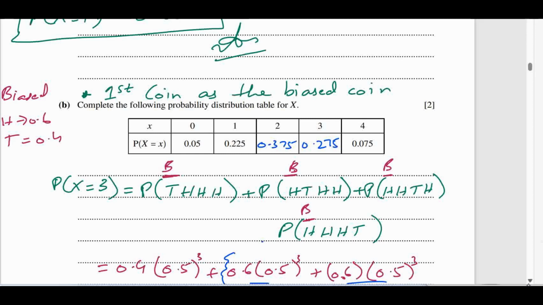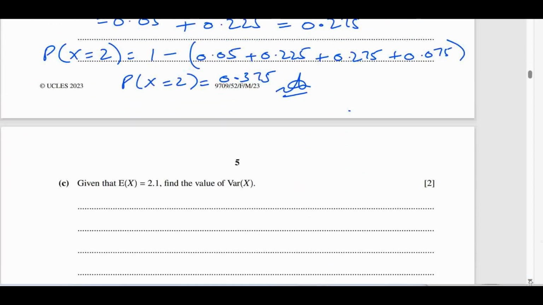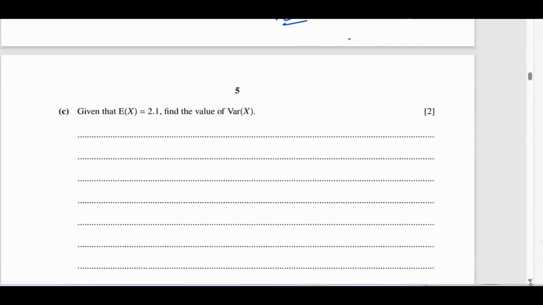So in the next part, given that the expected value of X is 2.1, find the value of the variance of X. So we know that variance will be equal to the summation of x square times probability of x, minus the expected value of x, which is the mean value.